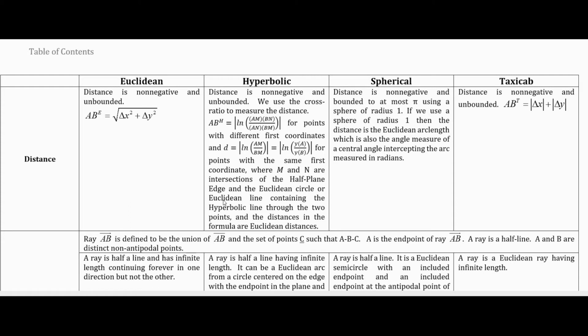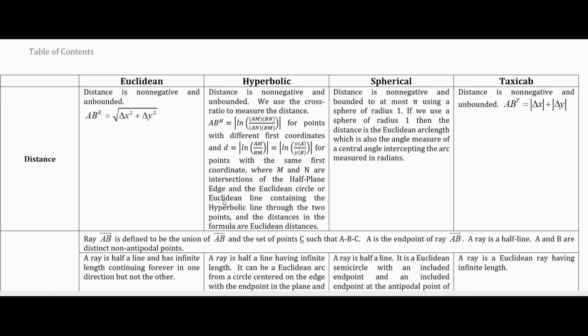In spherical geometry, the distance is non-negative, but it's bounded to at most pi. The farthest two points can get apart is pi, which is half the distance around the sphere, and that's using a sphere of radius 1. If we use a sphere of radius 1, which is what we're going to do, then the distance is the Euclidean arc length, which is also the same as the angle measure of a central angle intercepting the arc, measured in radians as a Euclidean thing.